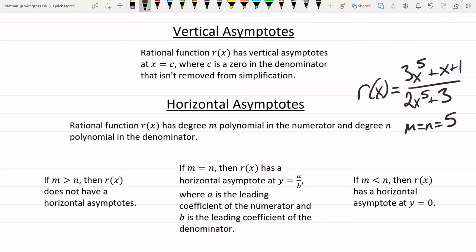So 3. So in this case, we're going to have y equal to the leading coefficient at the top, which is 3. The leading coefficient on the bottom is 2. So y equal to 3/2 is our horizontal asymptote. Y equal to any number is just a flat line located at whatever that number is on the y-axis. So just draw a horizontal line from that point.